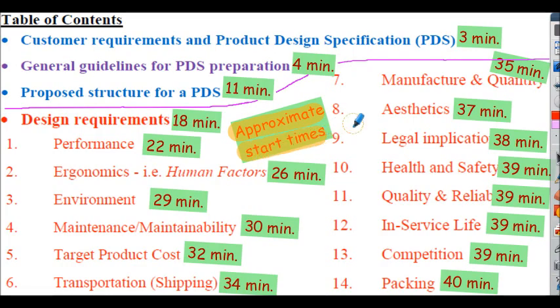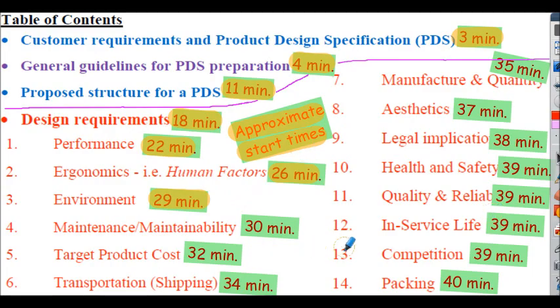And for your reference, here are the approximate start times if you wish to jump to certain sections of this presentation. An overview of the customer requirements and PDS, which is around 3 minutes into the presentation. The general guidelines for PDS preparation, 4 minutes, and then the proposed structure for a PDS commences 11 minutes into the presentation. An overview of design requirements commences 18 minutes into the presentation. Thereafter, the individual requirements such as performance, ergonomics, environment, etc. commence at the time stated.